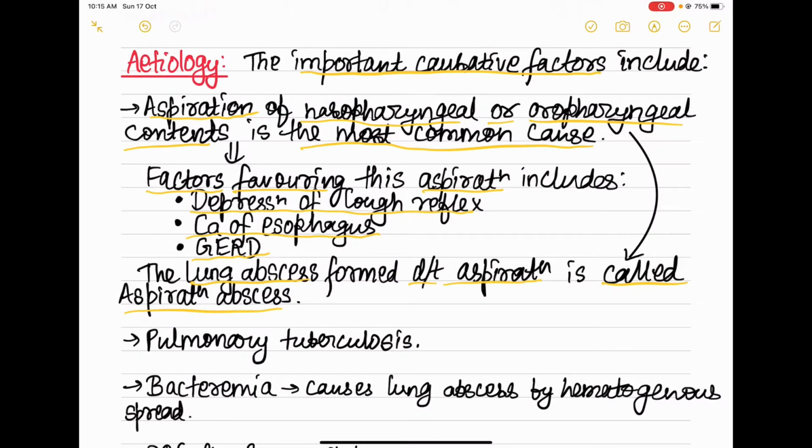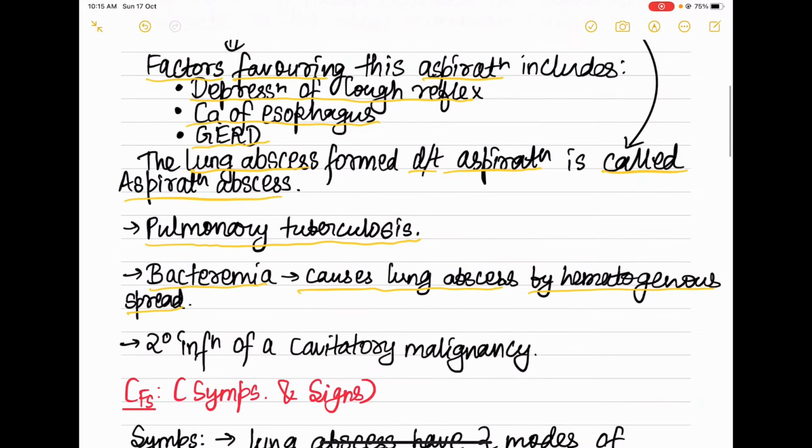Coming to the other causative factors, the next etiological factor is pulmonary tuberculosis. Then next is bacteremia. It causes lung abscess by hematogenous spread of infection. Then we have secondary infection of a cavitatory malignancy, which also leads to formation of lung abscess.